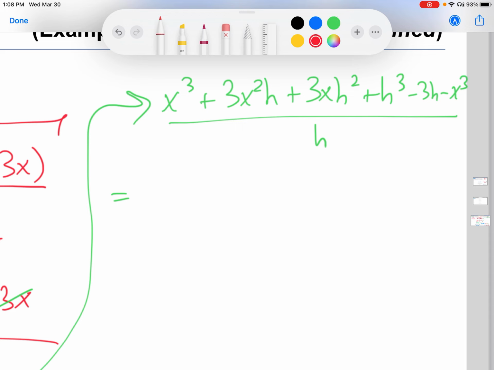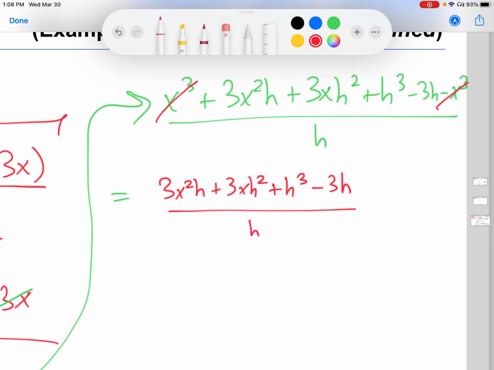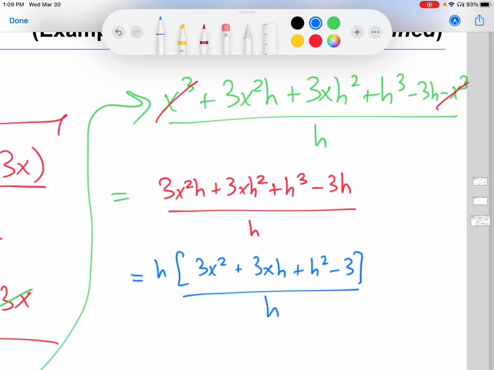Okay, so certain things cancel. X cubed here goes away with this x cubed. That's great. Left with 3x squared h plus 3xh squared plus h cubed minus 3h, all divided by h. So at this point, we could factor out an h in the numerator. Great, everything has an h. 3x squared plus 3xh plus h squared minus 3, and then we divide by h.